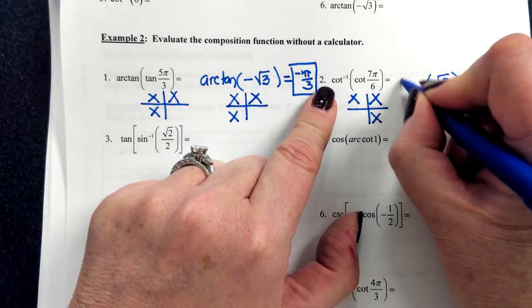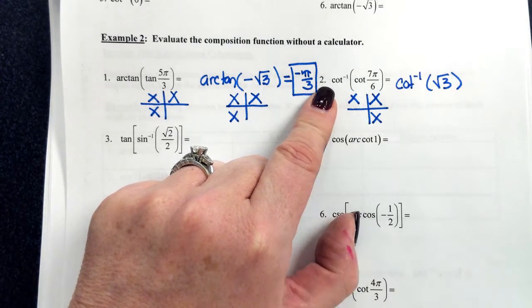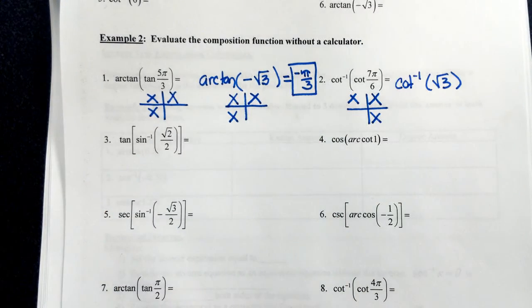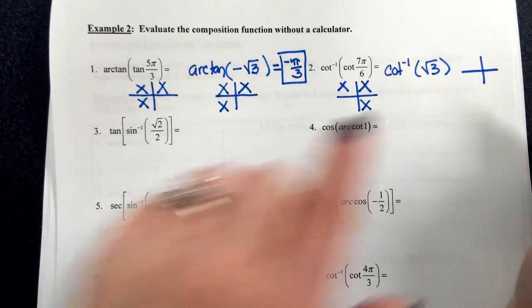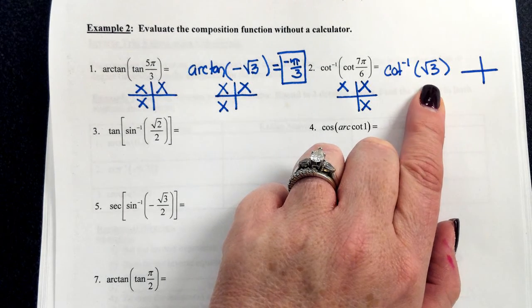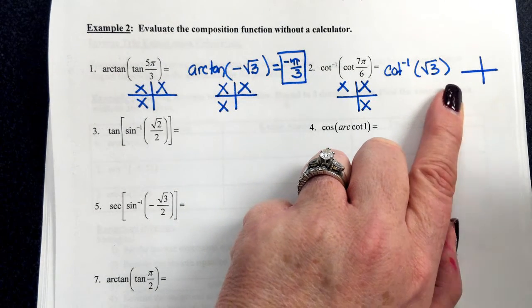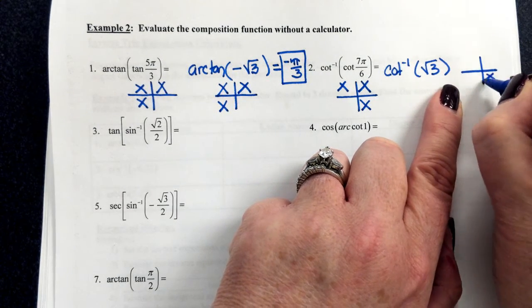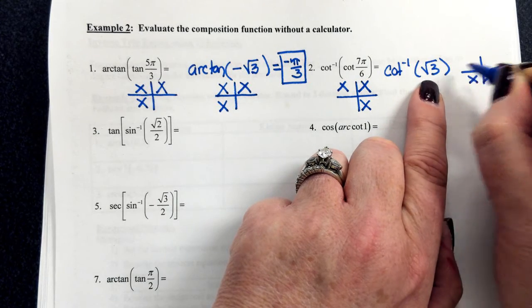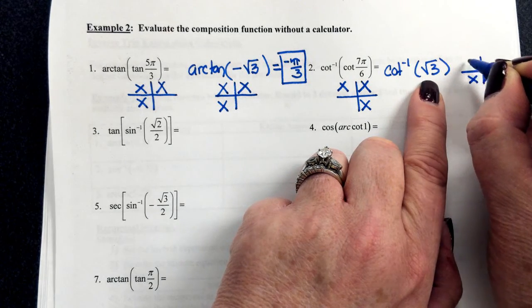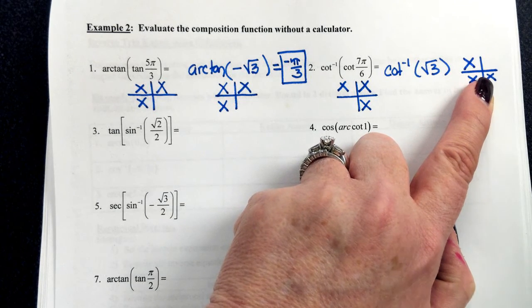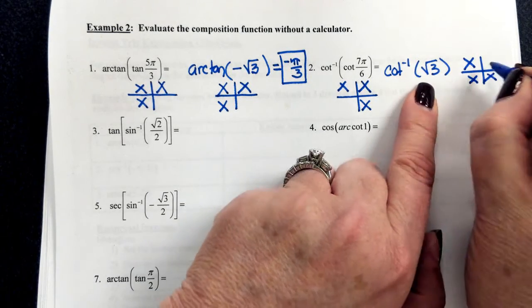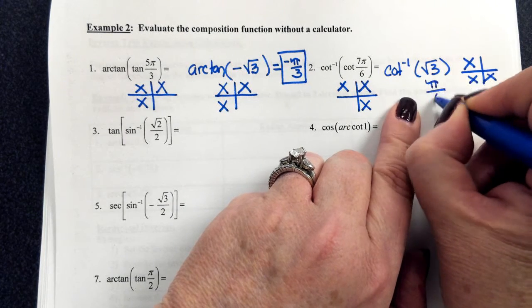Now look on the outside. Now you're dealing with an inverse. So again, for the inverse, you're only allowed to be in 2 quadrants. What 2 quadrants are you allowed to be in for inverse cotangent? 1 and 2. Because this is positive, where am I located, 1 or 2? Quadrant 1, because it's positive. So then the angle there in quadrant 1 is going to be your pi over 6.